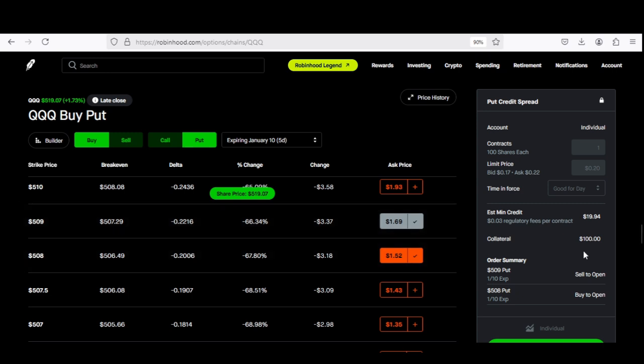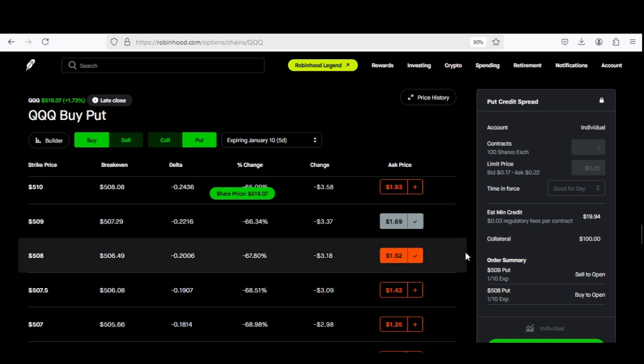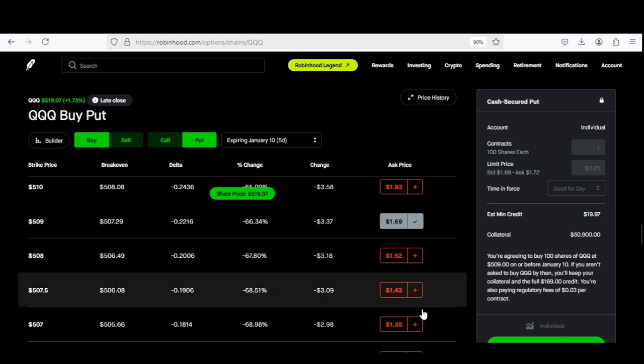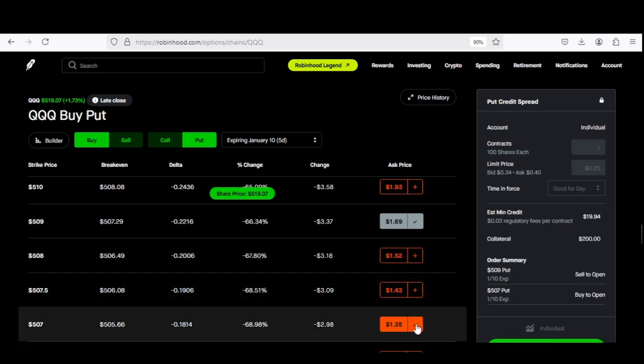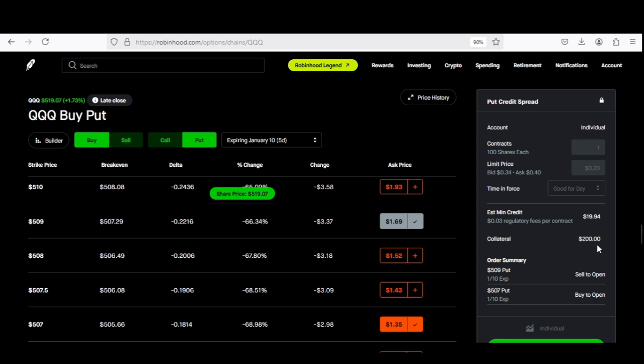Hence, your collateral worked out to be $100. So in order for you to reduce your risk with this option strategy, we're going to deselect this and now we're going to go down just a bit more. Now, your option collateral has now changed and it's now gone up to $200.